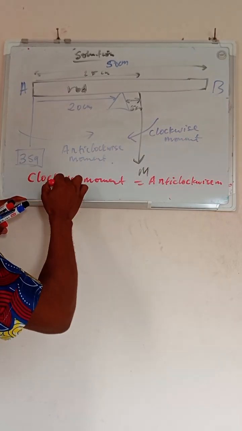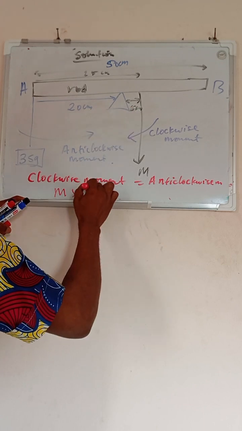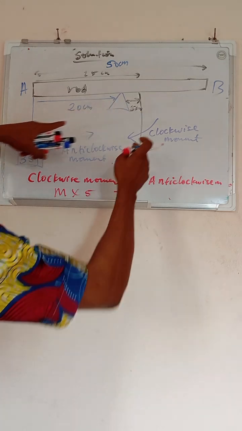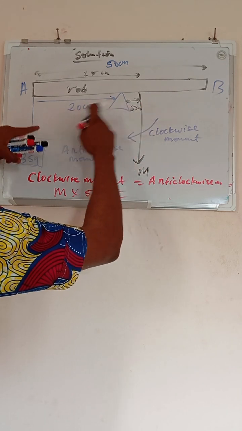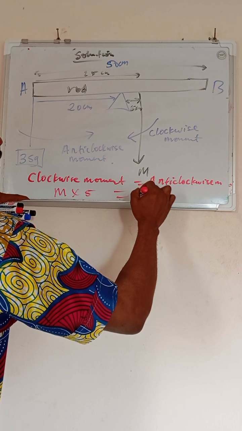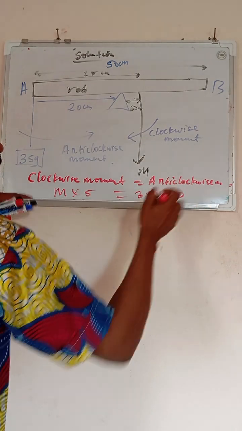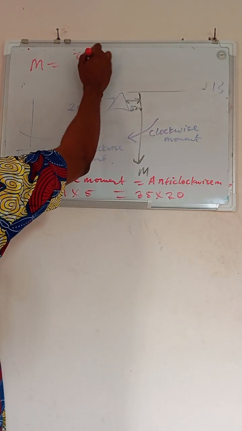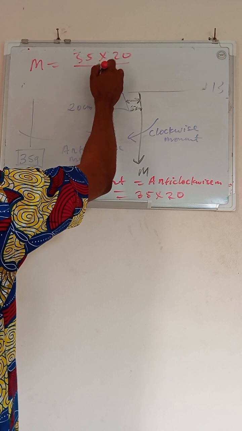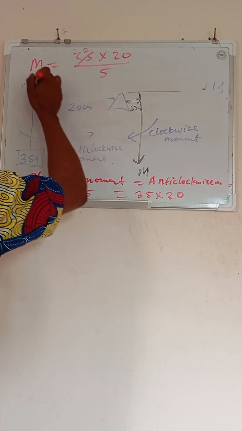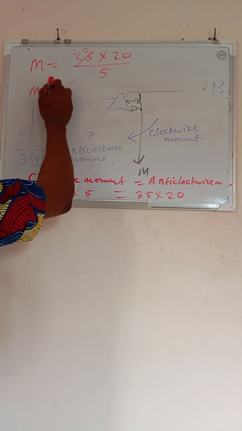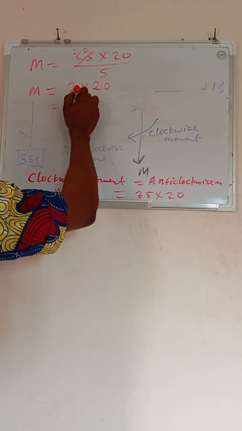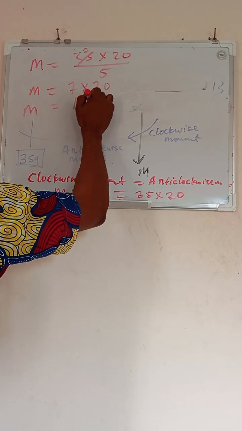So our clockwise moment is m times the distance, which is 5, equals our anti-clockwise moment, which is this mass times the distance from this pivot. This pivot, or knife edge, is always the point. So it will be 35 times the distance, which is 20. So m equals 35 times 20 divided by 5. 35 divided by 5 is 7. So you now have m equals 7 times 20, which is m equals 140 gram.